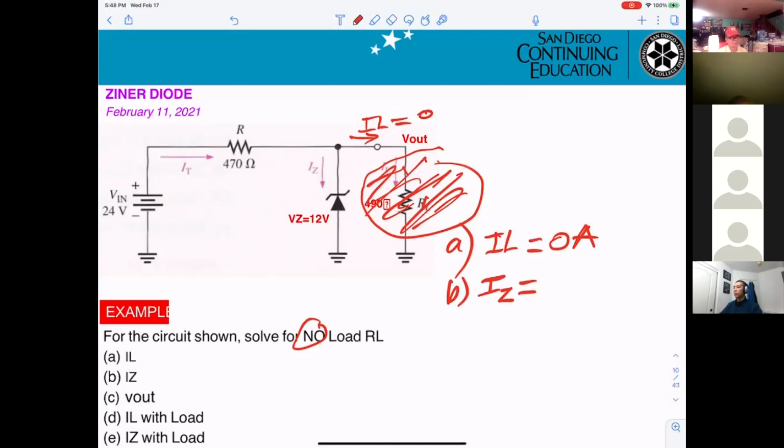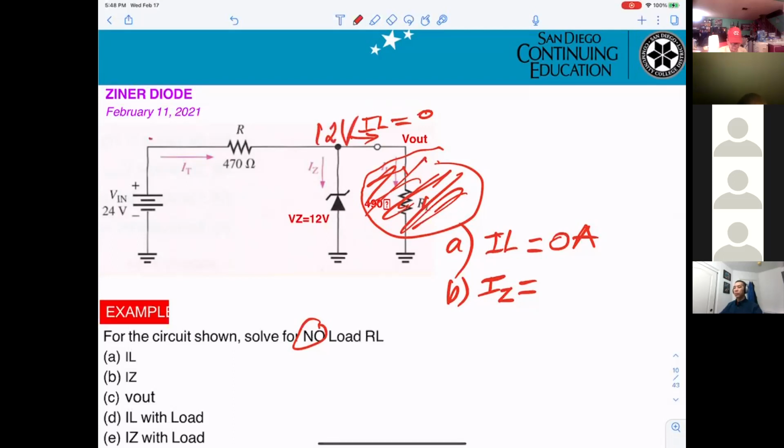That would be 24 minus 12 divided by the resistance, 470 ohms. Yeah, perfect. Now, in this case, the zener will be in breakdown, right? The thing is, the 24 volts is higher than 12 volts, so the zener will break down. And they're telling you you get 12 volts right here.